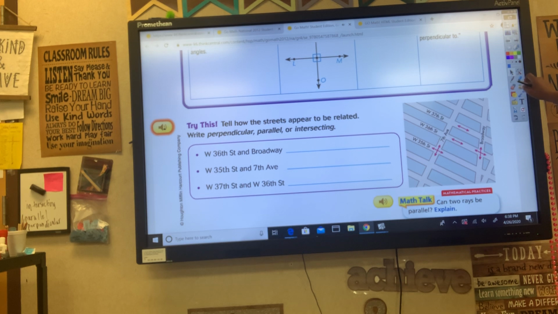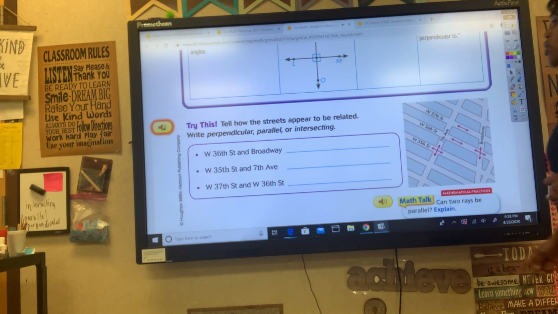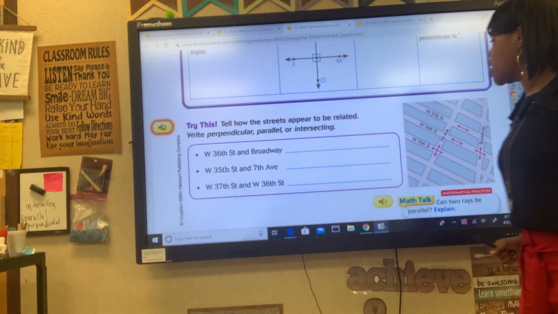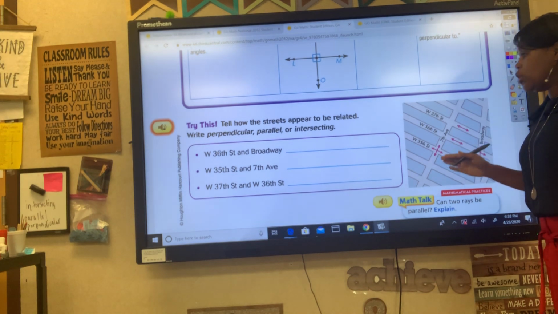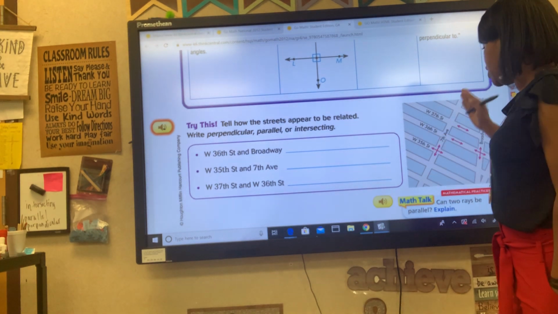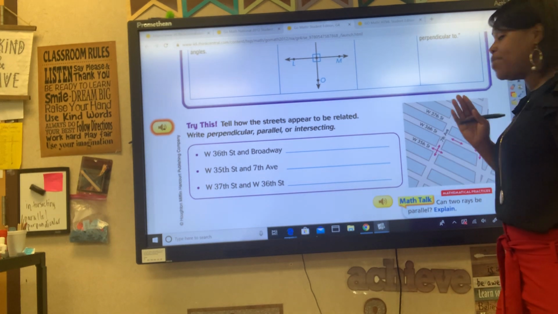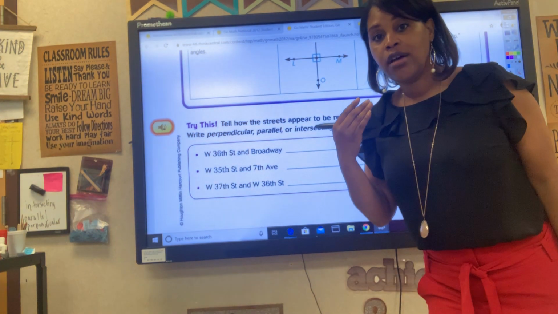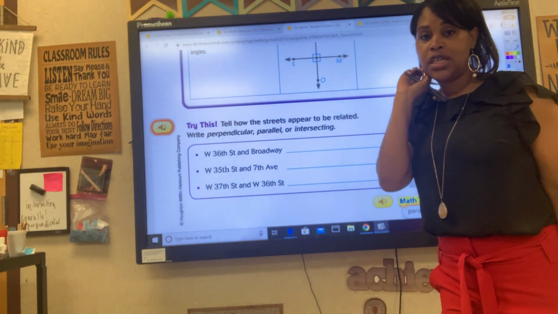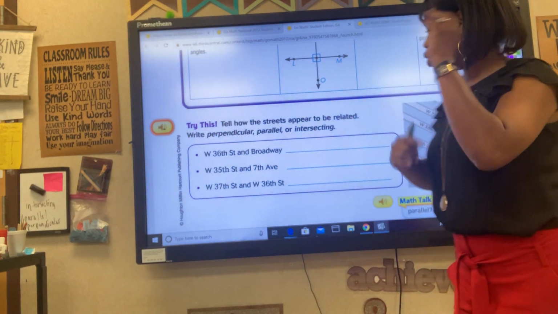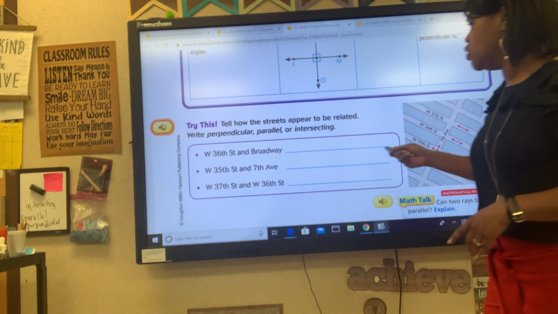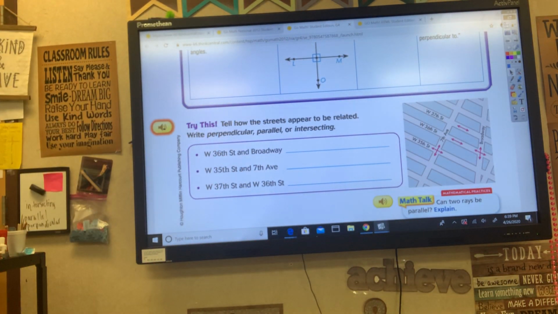Okay, so I want you to look at West 36th Street and Broadway, West 35th Street and 7th Avenue, and West 37th Street and West 36th Street. These are streets that you could possibly see around in your neighborhood. You have different streets going different ways, and I bet in your neighborhood you can find streets that are parallel to each other. You can find streets that are perpendicular to each other, as well as streets that intersect or cross each other. So I want to take a closer look at where West 36th Street and Broadway are.